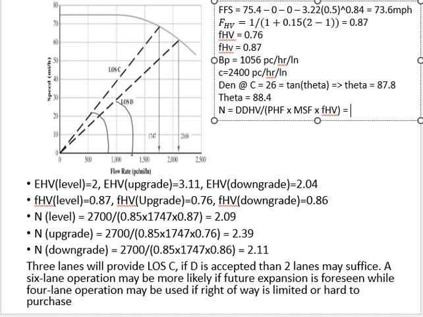Now can I give 2.11 lanes? Can I give 2.39 lanes? No. How many lanes? 3, right? In all cases you will give 3 lanes. Clear? If one of them was 1 point something and the other was 2 point something, then we can think about a change. 1 point something can be 2 lanes. Can I give 2 lanes?